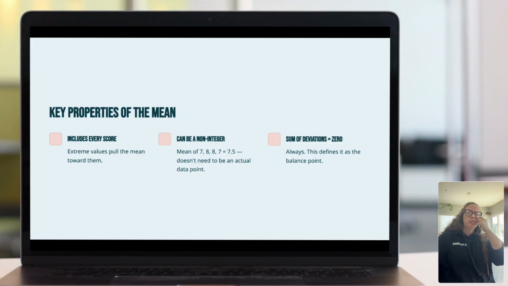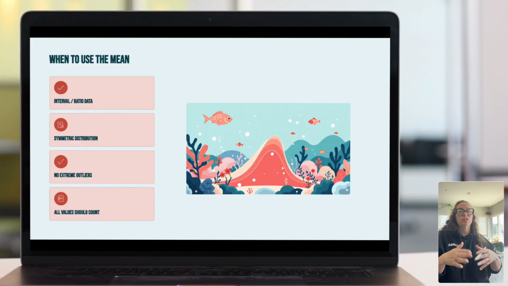The mean is appropriate to use when you have interval or ratio level data. The mean requires equal intervals to be meaningful. You have to have equal intervals. You can't compute a meaningful mean from nominal or ordinal data. So remember our discussion from last time about levels of measurement. Your distribution is, let's say, reasonably symmetric. It's not heavily skewed. You have no extreme outliers, or the outliers are genuine observations that you do want to include.